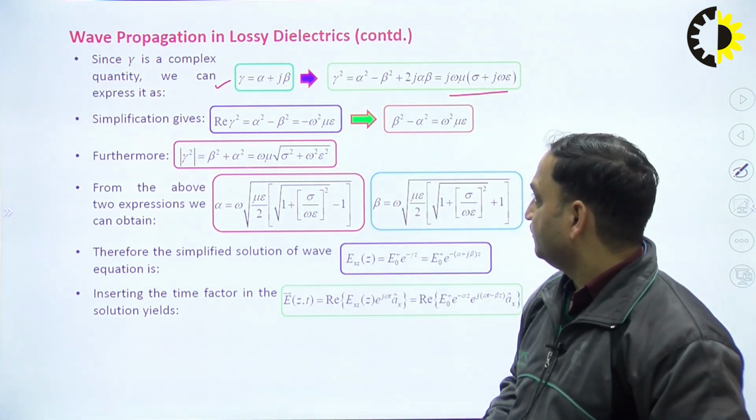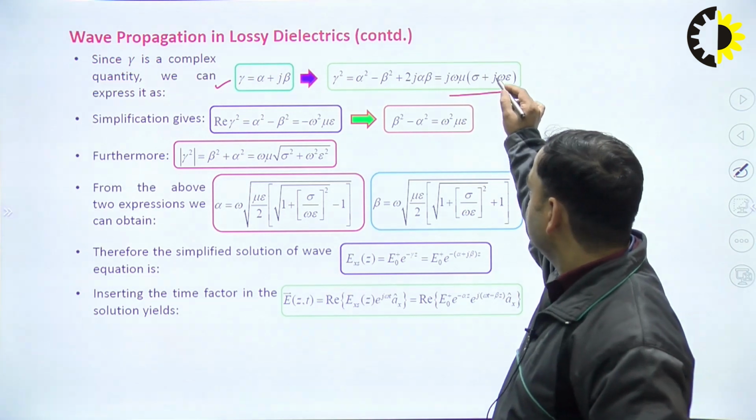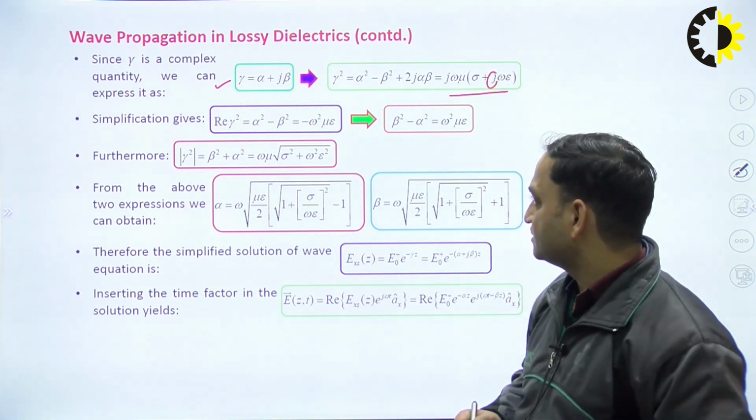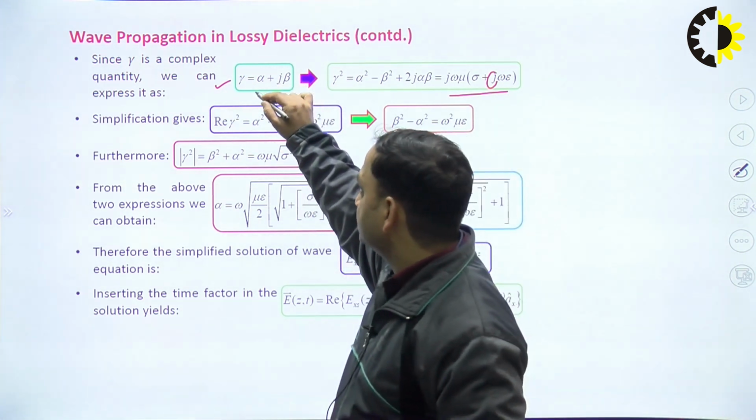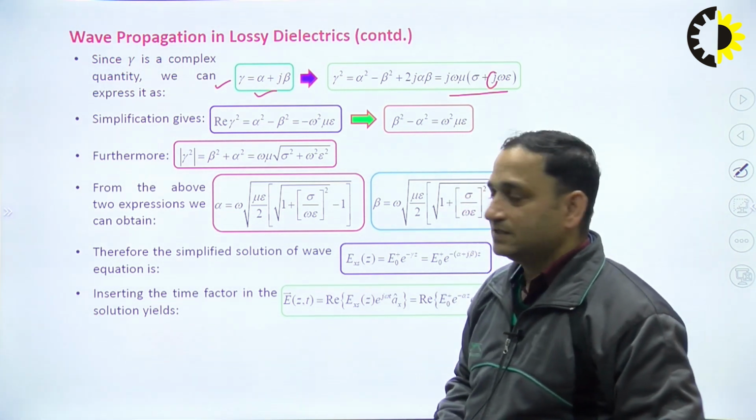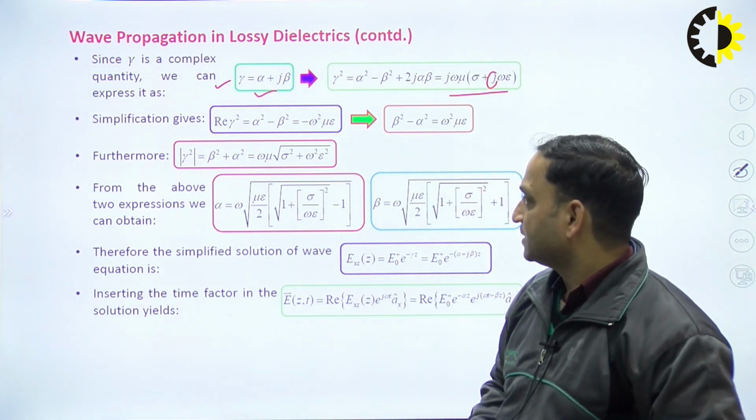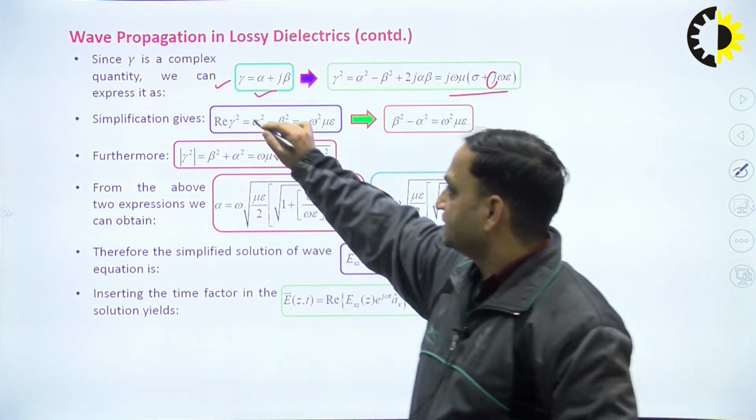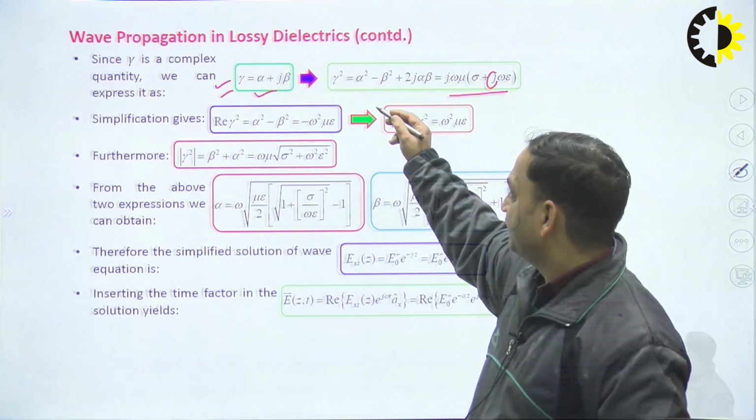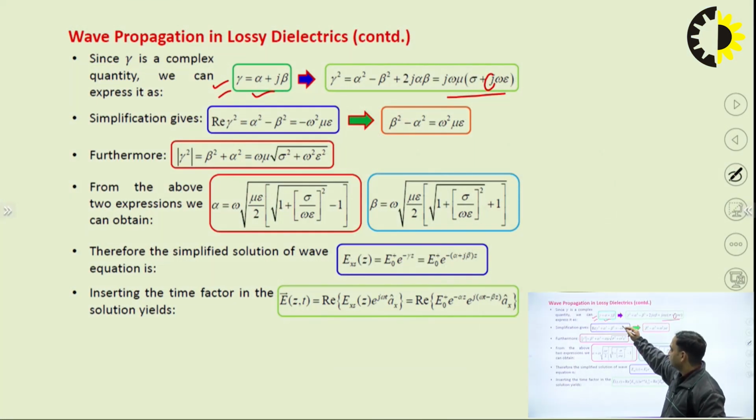Because of the factor of j here, this is a complex quantity. So we are bifurcating this into two terms, that is alpha plus j beta. Alpha is the attenuation constant, beta is the phase constant, and gamma is the wave propagation constant. When we solve this equation, we simply take the square of this equation. So this is gamma square equals alpha square minus beta square.